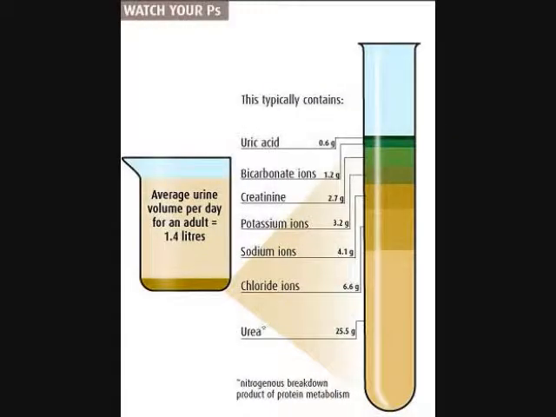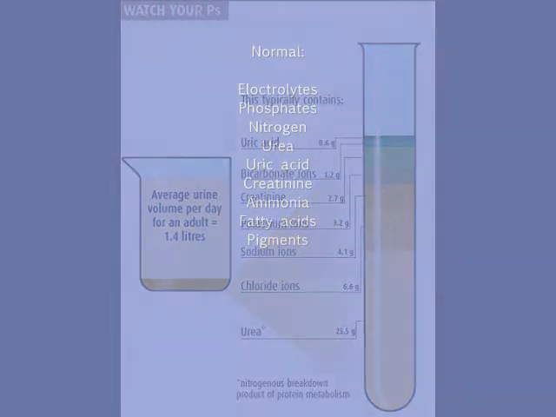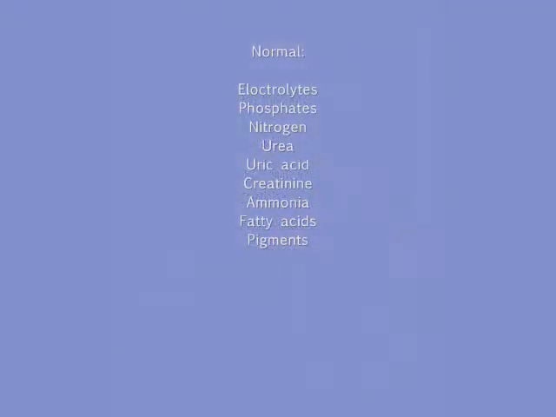Okay, so the substances found in urine, and excuse me if I don't pronounce them right. Normal substances are electrolytes, phosphates, nitrogen, urea, uric acid, creatinine, ammonia, fatty acids, pigment, and hormones. And then we have things that are abnormal, such as albumin or glucose, red blood cells, white blood cells, excessive quantities of bilirubin, and urinary casts, microorganisms.